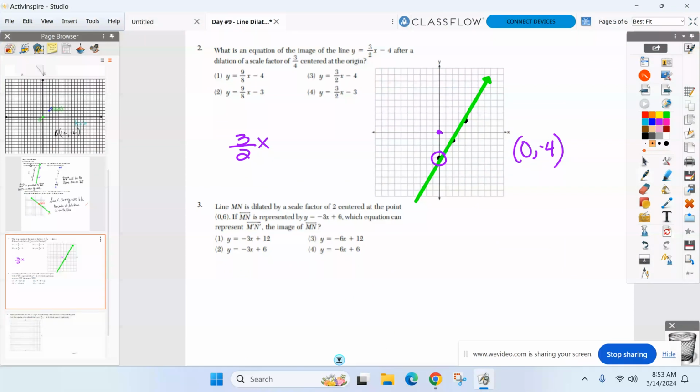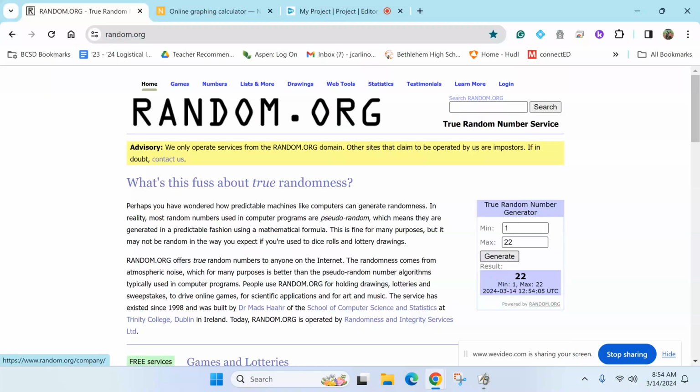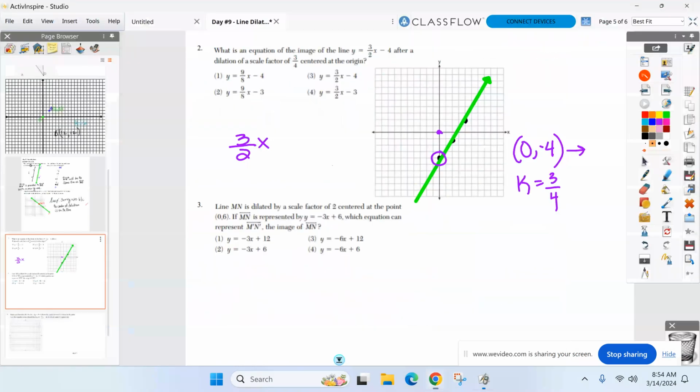And we're dilating it with a scale factor of 3/4. What can I do with these two to find the new y-intercept? Multiply. Yeah, isn't that what we've been doing? When my center's at the origin, you can take the scale factor and multiply the coordinates by the scale factor. So take the old y-intercept, multiply by the scale factor. What's my new y-intercept when you do that then? 0, -4 goes to where? 0, -3. Yep. So there is my new y-intercept, -3.